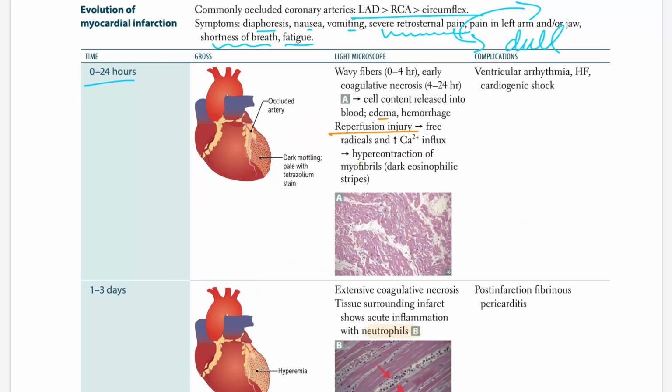Okay, complications. Right away, at any point within 1 day, you can have arrhythmia, heart failure, or cardiogenic shock. That is what we will see within 0 to 24 hours, meaning 1 day.